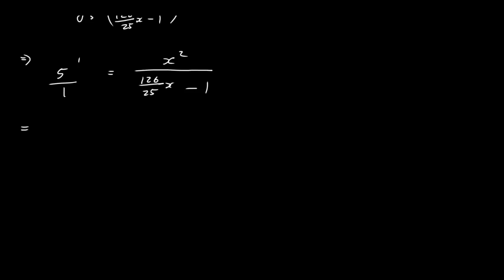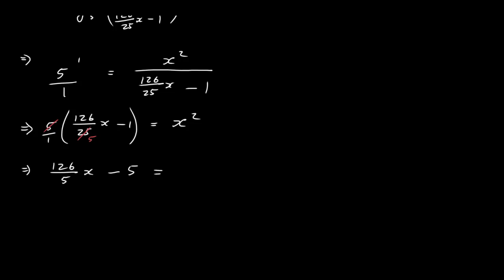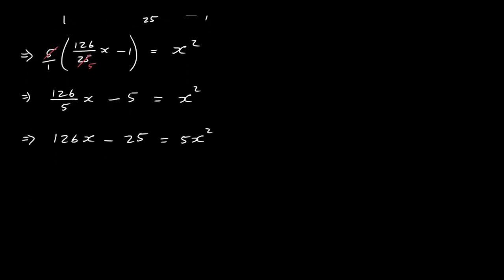Okay, so what I'm going to do here is cross multiply. I've got a fraction on the left, a fraction on the right, so I'm going to cross multiply. In other words, I'm going to multiply this 5 by the 126 over 25x minus 1, and then multiply the 1 by the x squared, which is just x squared. I'm going to multiply the 5 by the 126 over 25. So first, that will just give me 5 into 25, which is 5 times down here. So I'll end up here with 126 over 5x. Multiply the 5 by the minus 1, that'll give me minus 5, and then x squared on the right hand side. Okay, next thing I'm going to do is multiply across by 5. So I get 126x minus 25 is equal to 5x squared. So I just multiplied across by 5.